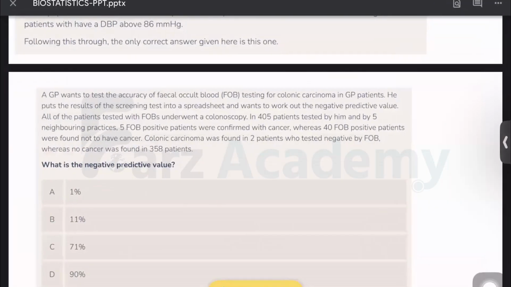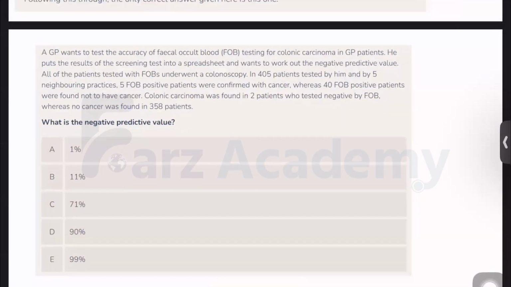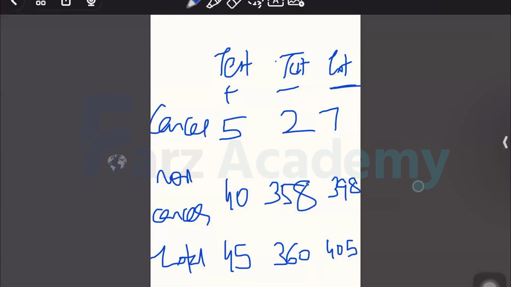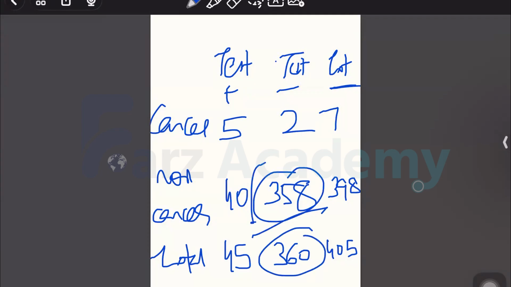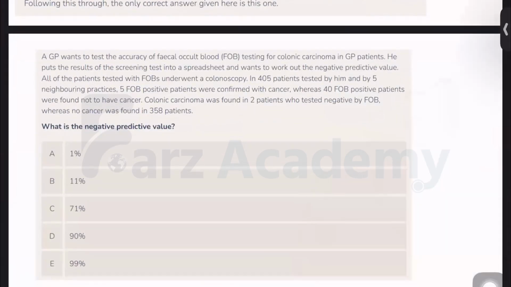Come on. Tell me the negative predictive value now. So 358 divided by 360. Okay, almost close to 100%. Whatever the answer is, very close to 100, it will be there. It will be 99 point something. Are you all able to get it or not? Shall I move to the next question?